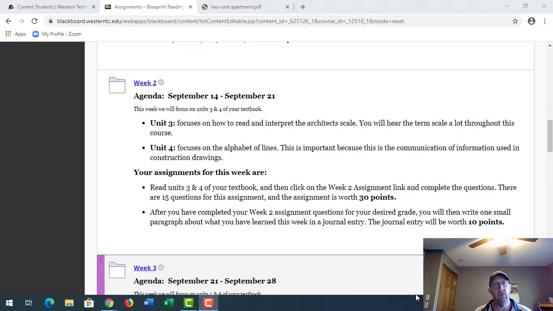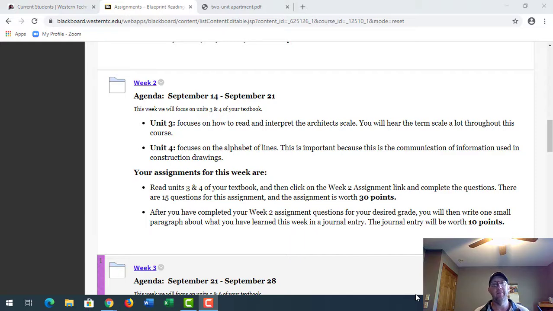So what are we doing in week 2? Here's our agenda. We've got units 3 and 4 that we're going to be taking a look at. Unit 3 is going to be focusing on how to read and interpret the architect's scale. Now I'm not going to make you do a ton of work in this unit, but I want you to read it and understand the importance of a scale. I'm not making you into architects, but you should really understand how to use a simple scale. For example, 1/4 inch equals a foot is a very common scale that you're going to see in blueprint reading.